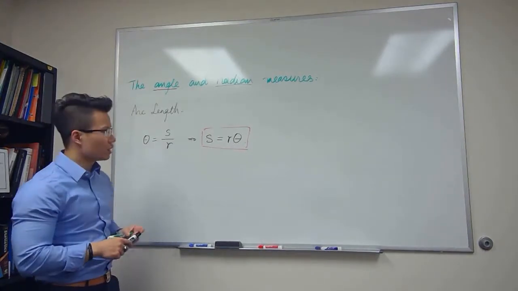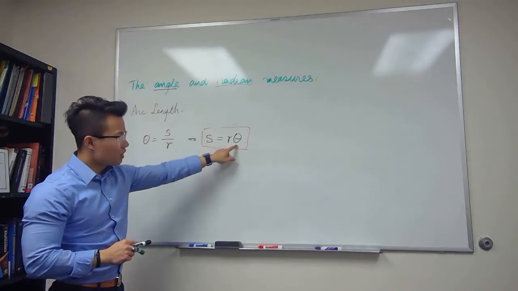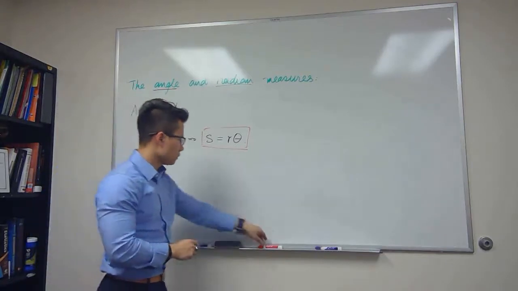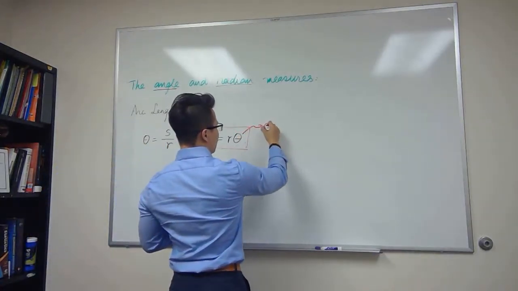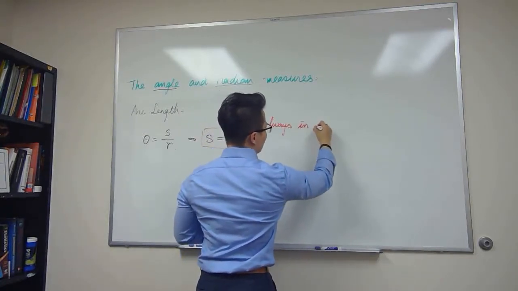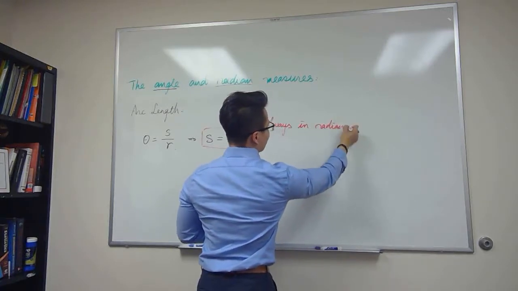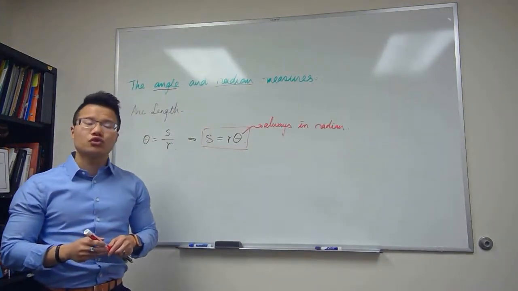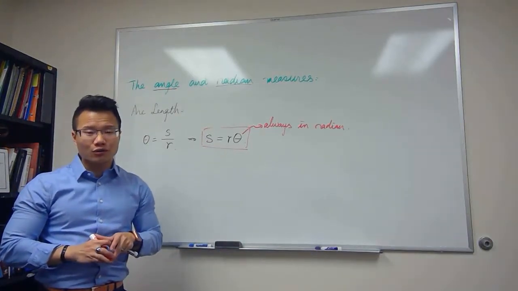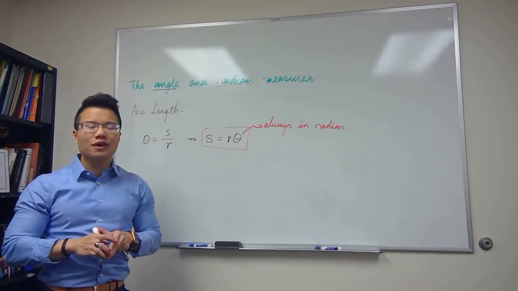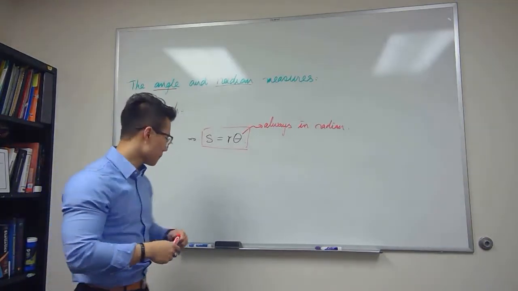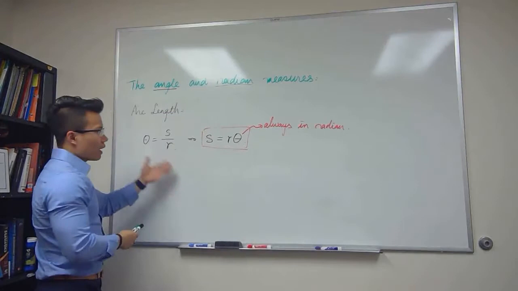And one thing you have to keep in mind is, what? This theta right here should always be in radians. If it's not a radian, you should change from the degree into radian. And if you're forgetting how to do it, you can always roll back your video and find out how to do it from about 5 minutes ago. Okay, so how do we do this one?